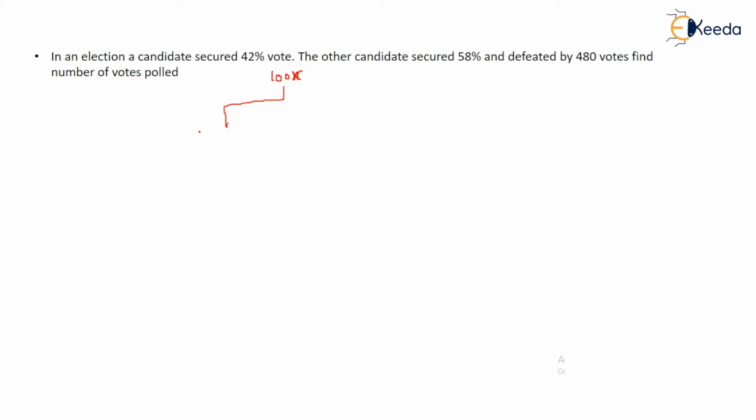100x was the number of votes. Out of those 100x, 42x was secured by one candidate and 58x was secured by the other candidate. And the margin between these two was how much? 480 votes. So that means the difference, 58x minus 42x, that is 16x, is equivalent to 480. So you can find out the value of x.